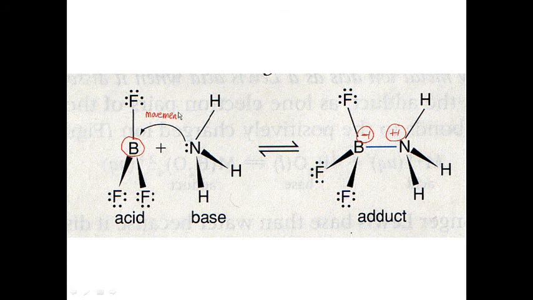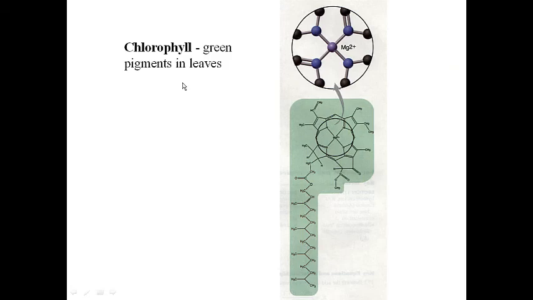But one of the things that you have to realize early on is that the arrow shows the movement of the electrons. So that means the electrons are moving from the tail to the head. And so you don't want to reverse that arrow. So this is an example of a Lewis acid base reaction.